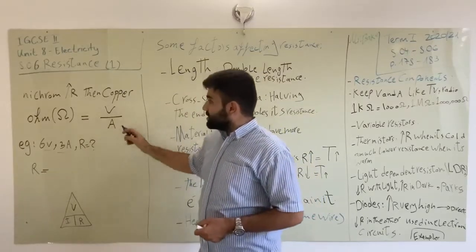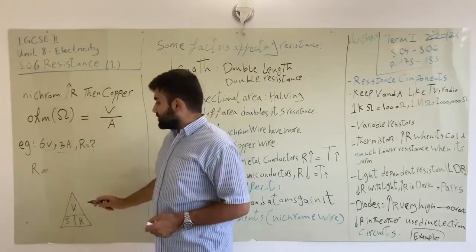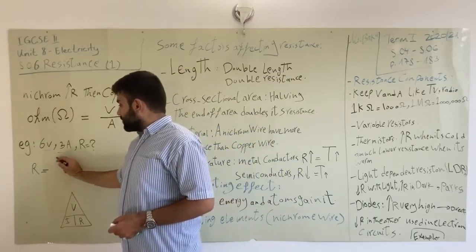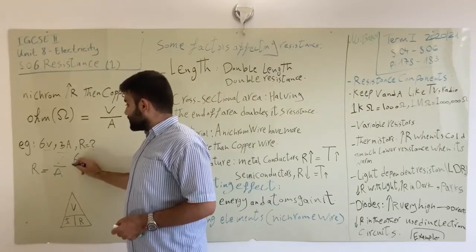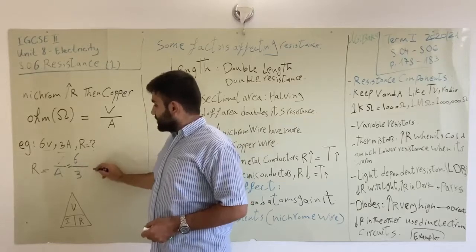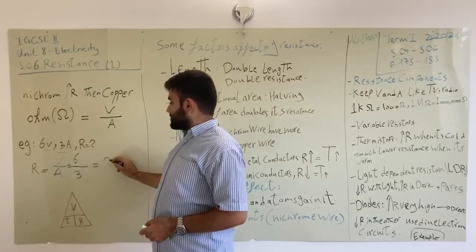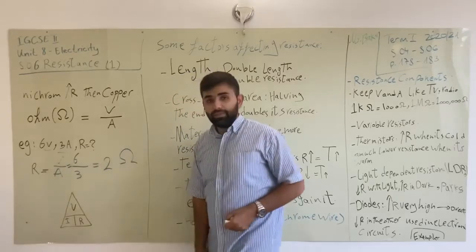So as we say, it's volt over ampere. So the volt is what? Volt over ampere. The volt is 6. Volt is 6 over 3. That means I have a resistance of 2 ohm.